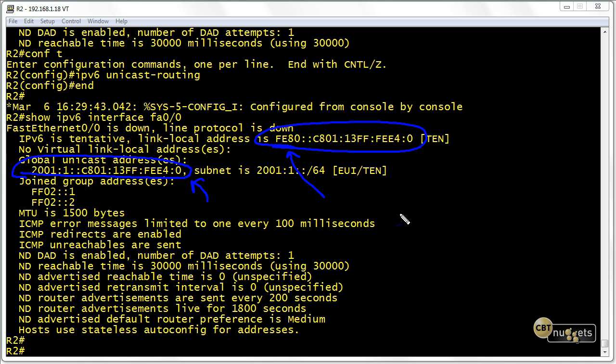Now, what's the deal with all these addresses, by the way? Are they from Tennessee in the United States? No, they're tentative. And the reason why they're tentative is because this interface is down. So once the interface fully comes up, all of these addresses will no longer be considered tentative.